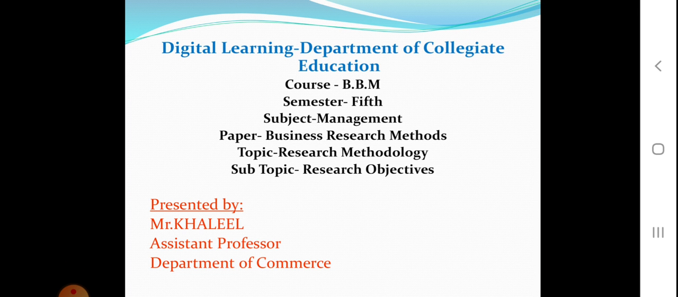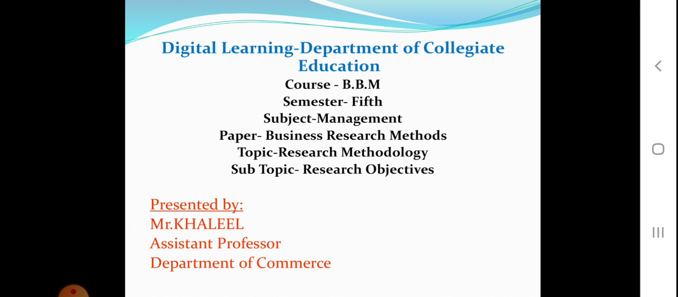Course BBM, Semester 5th. Subject Management. The paper is Business Research Methods, Topic Research Methodology. The subtopic is Research Objectives. I welcome you all in this session.